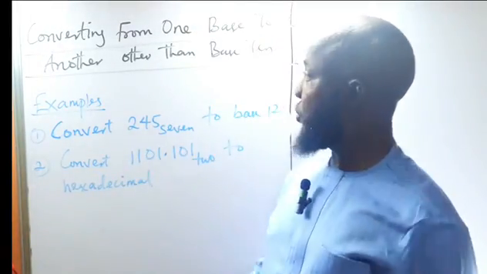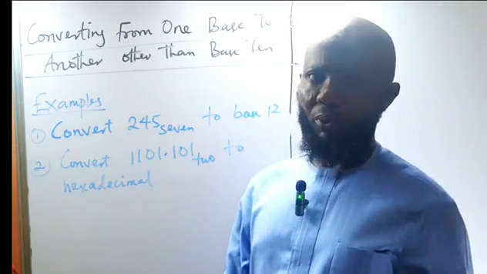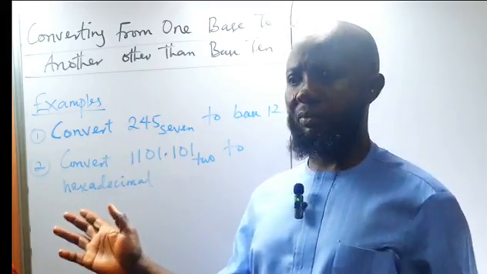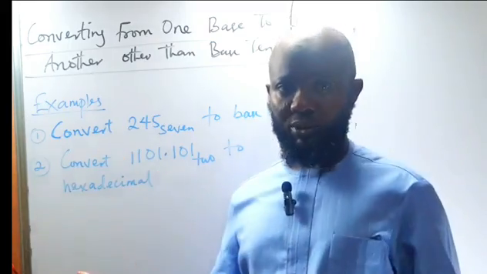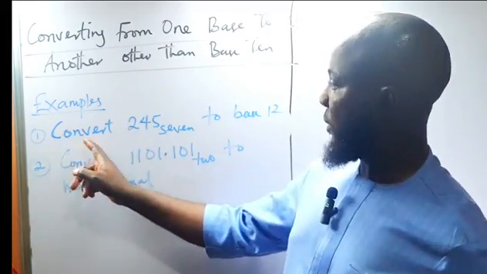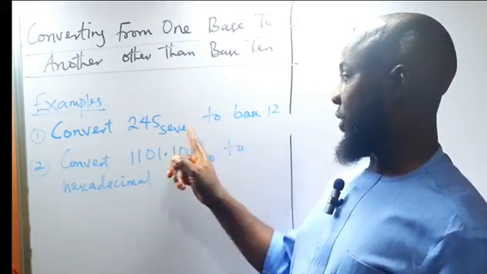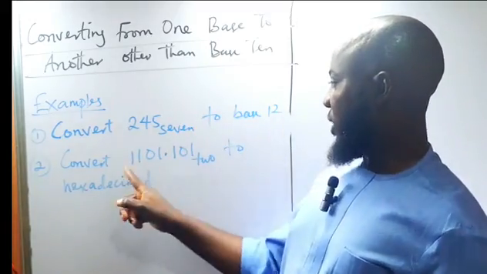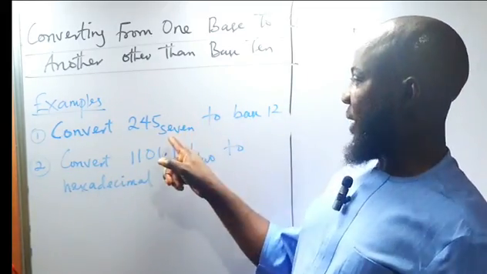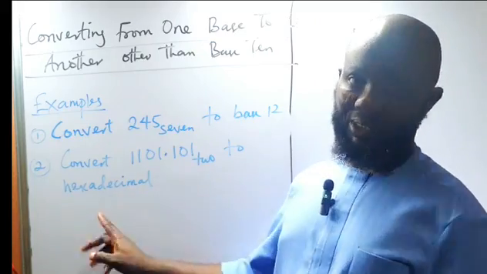So in this class, we want to look at how to convert from one base to other bases. Here we're not converting from base 10 to other bases, or from other bases to base 10. We are converting between other bases, so base 10 is not featuring here. As you can see, convert 245 base 7 to base 12, between base 7 and base 12. Here, base 2 to hexadecimal.